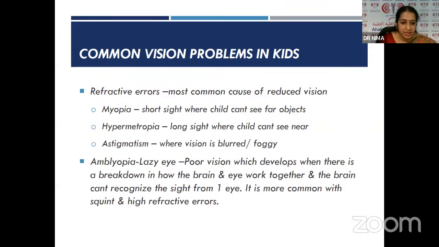Then the second common thing is the amblyopia or the lazy eye. What is this amblyopia? Amblyopia is the poor vision which develops when there is a breakdown in how the brain and the eye work together. Normally, when light falls in the eye, the image will fall on the retina, which is the main part of the vision. And from the retina, the image will be sent to the brain and then the brain interprets. So there is some miscommunication and the brain is not able to recognize the sight from one eye. So the eye becomes lazy. This is more common in squint and in high refractive errors.